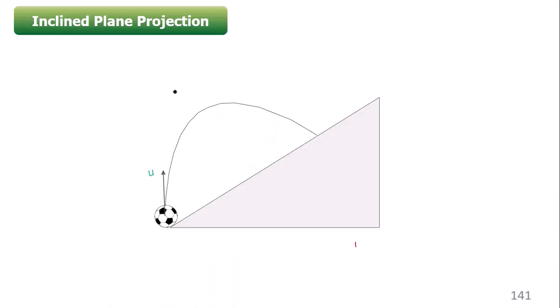Whenever I am projecting the particle, first of all I have to understand that the plane along the incline is said to be the x axis, and the axis perpendicular to the inclined plane is the y axis. Every time I take this kind of approximation.